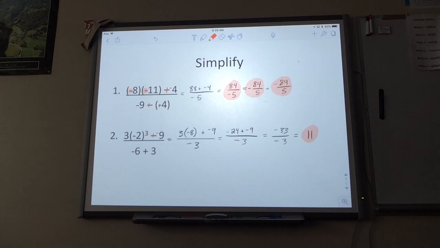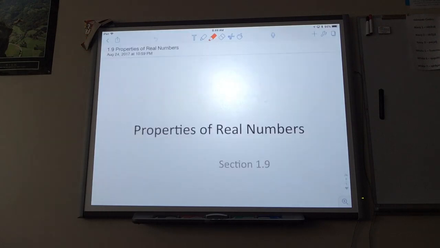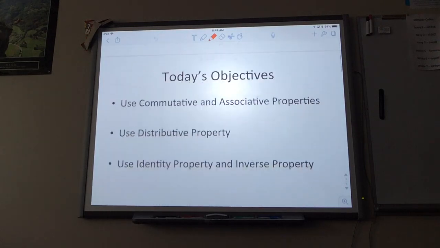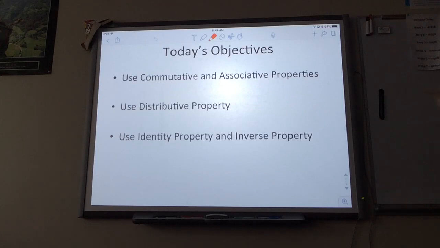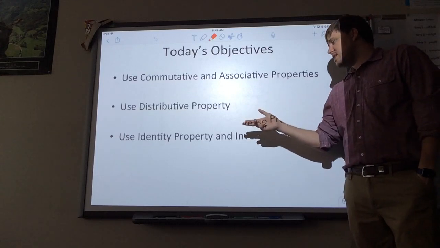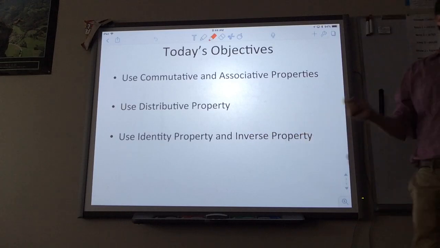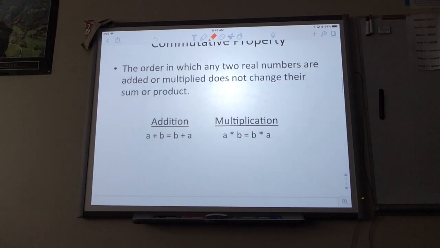Properties of real numbers. There's a couple properties we're going to talk about: the commutative property, associative property, distributive property, identity property, and we're actually not going to talk about the inverse property on this one. So we cut that out. Commutative property is what we're going to talk about first.